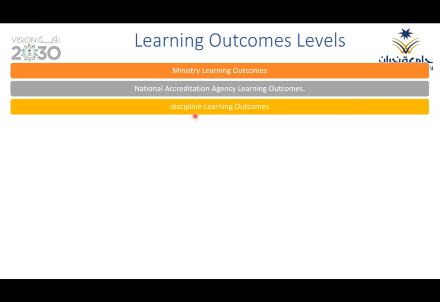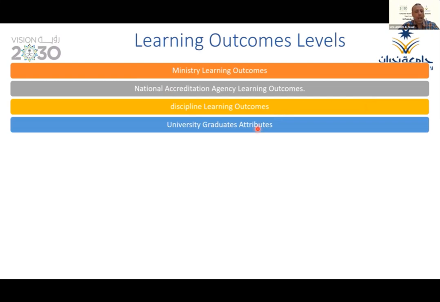We have discipline learning outcomes. For example, in computer science, we have ABET learning outcomes, which are very popular, and most universities, colleges, and computer science programs use them. We have the university graduate attributes, which in some way are learning outcomes. Tomorrow it will appear, very important, how we use the university graduate attributes to formulate our program graduate attributes and our program learning outcomes. By the way, Najran University has 7 graduate attributes.